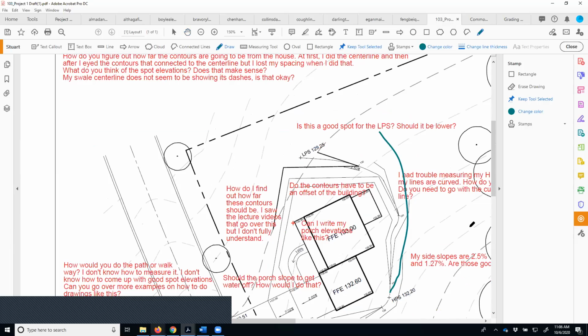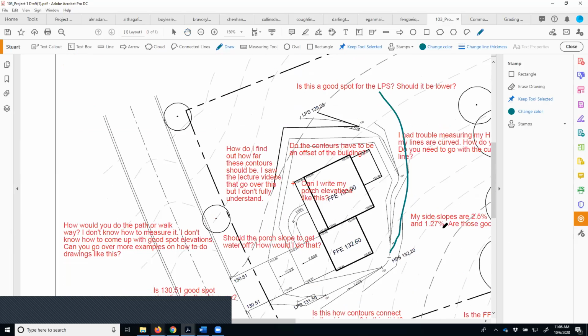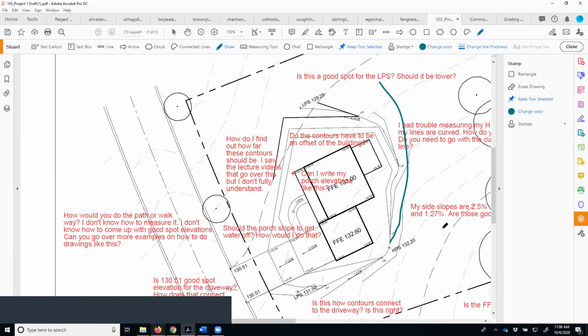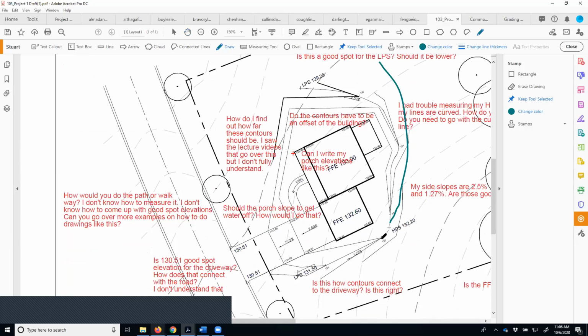That would probably be sufficient for your LPS over there. This one you can, yeah, probably pretty close to where it is. I actually might try to get it a little further away from the building if I could. That's confusing for you. Make sense? Yeah, thank you.